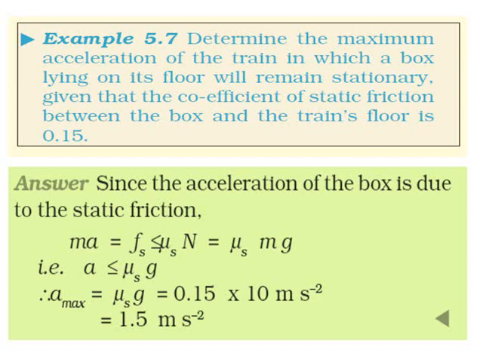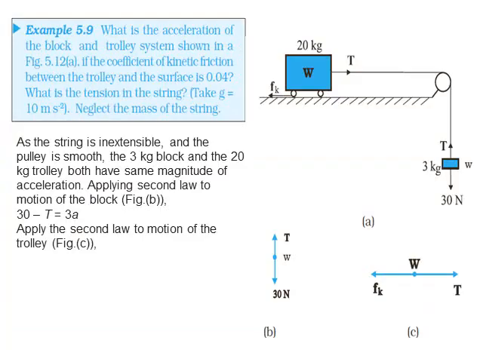Since the acceleration of the box is due to the static friction force, so ma will be equal to Fs, which is less than or equal to mu s N, meaning mu s m g, meaning acceleration is less than or equal to mu s into g. So a max will be equal to mu s into g, and by putting in the values, you will get the maximum acceleration as 1.5 meter per second square.